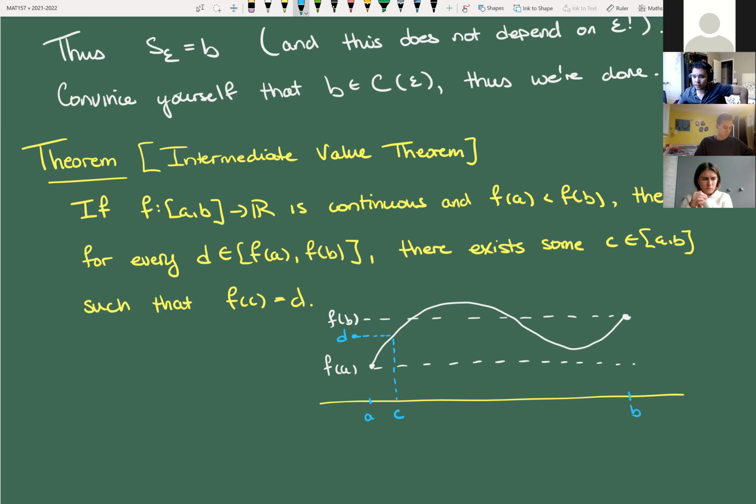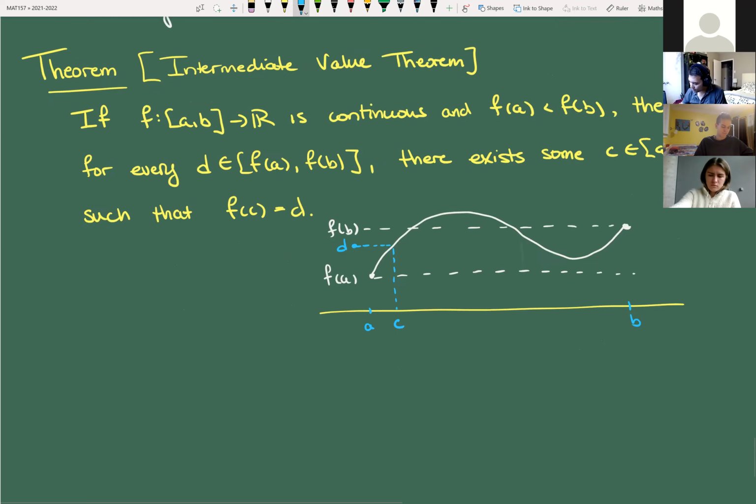Does everyone agree? There's some sense in which this is intuitive. If I tell you to draw a function that starts at f of a, that height, ends at f of b, and is continuous, so you can't lift your pen from the page, there's no way you can draw that which doesn't include every number between those values, because then it wouldn't be continuous. Okay, and then there's the extreme value theorem.